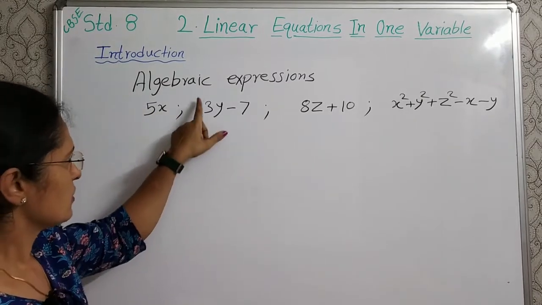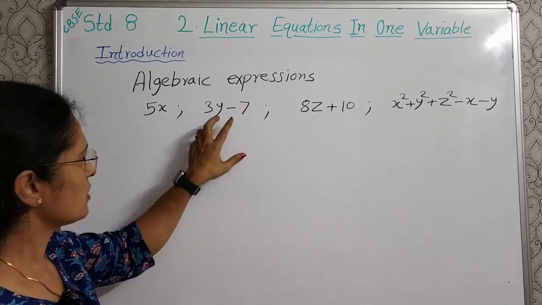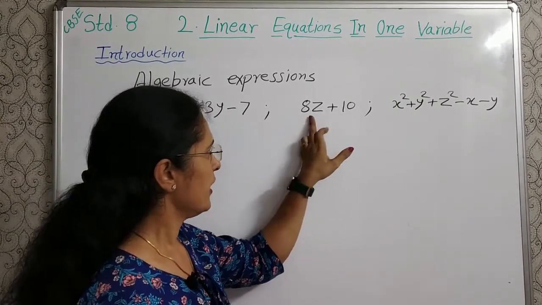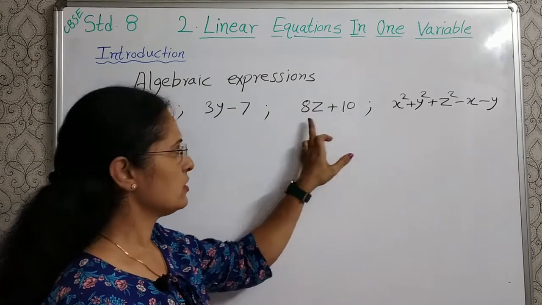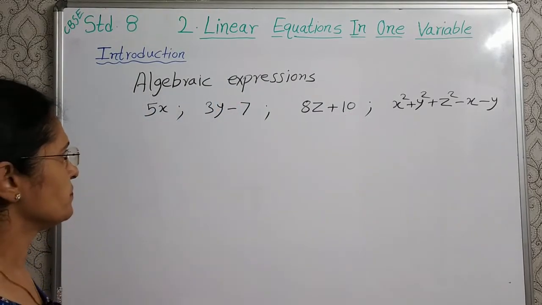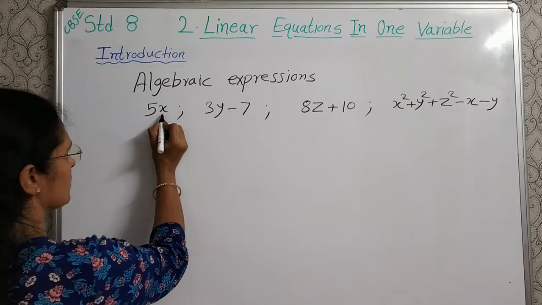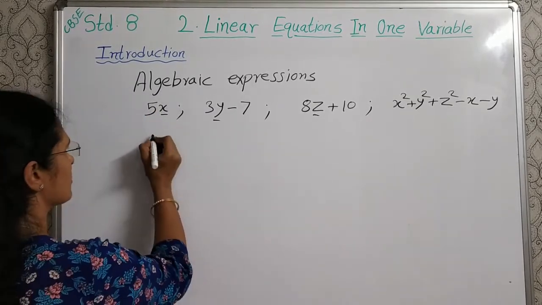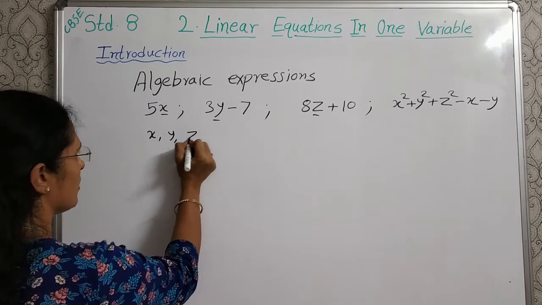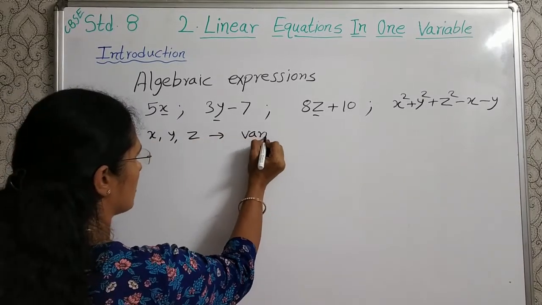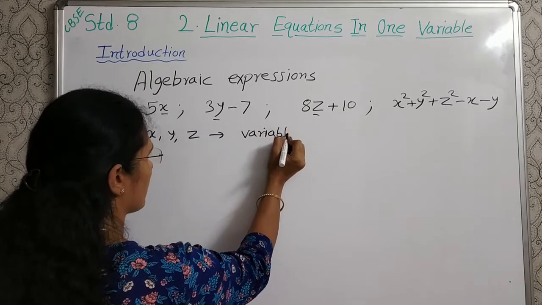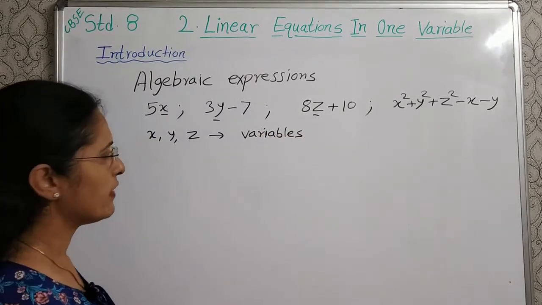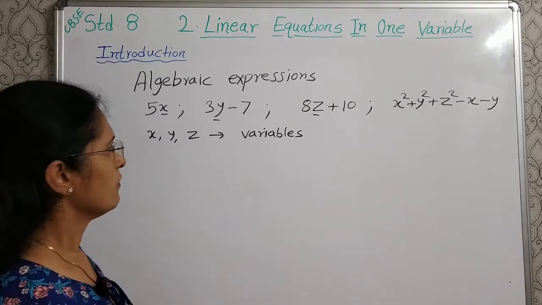These are the terms. 3y and 7 are the terms of this algebraic expression. Here these are the terms. 8z and 10 are the terms of the algebraic expression. Now these x, y, z are called variables. X, y, z are variables. Their value changes. It varies, therefore they are called variables.